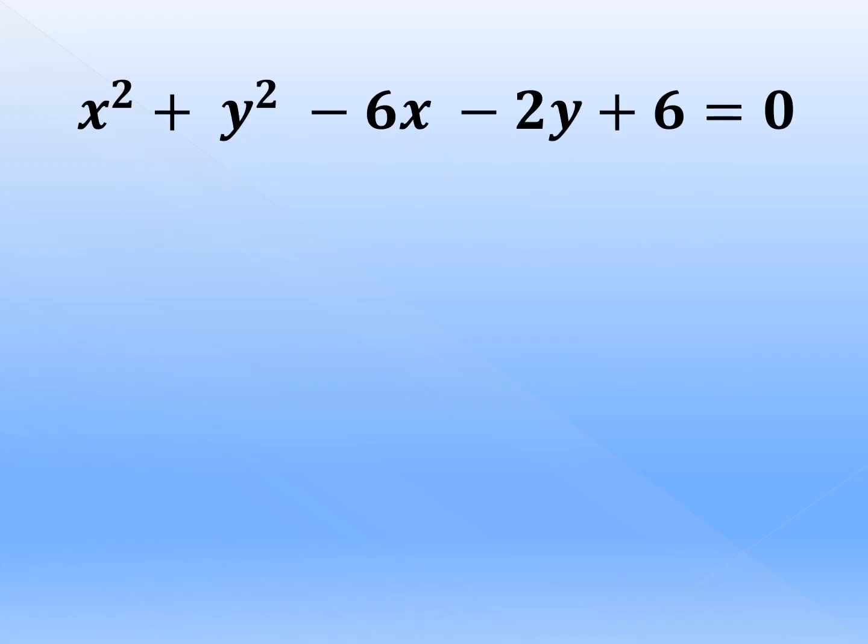Let us now have the next example. x squared plus y squared minus 6x minus 2y plus 6 is equal to 0. In this example, you're going to transform the general form of the equation of the circle to the standard form of the equation of the circle and identify the center and the radius. So you will be given the time. Go.